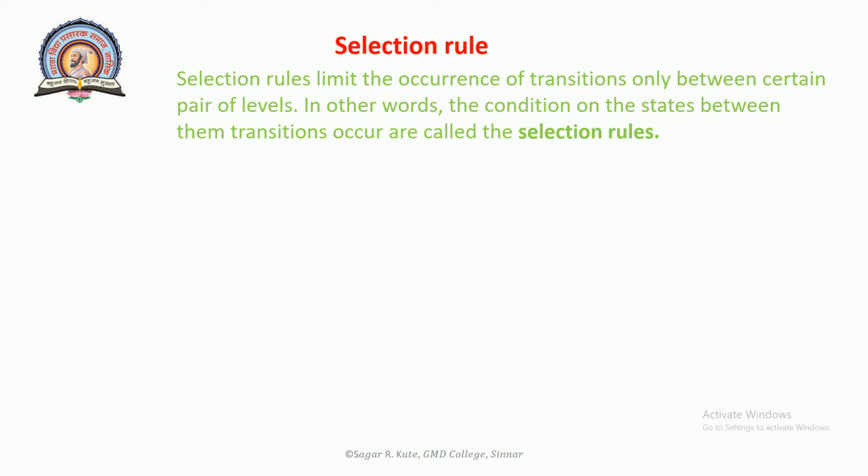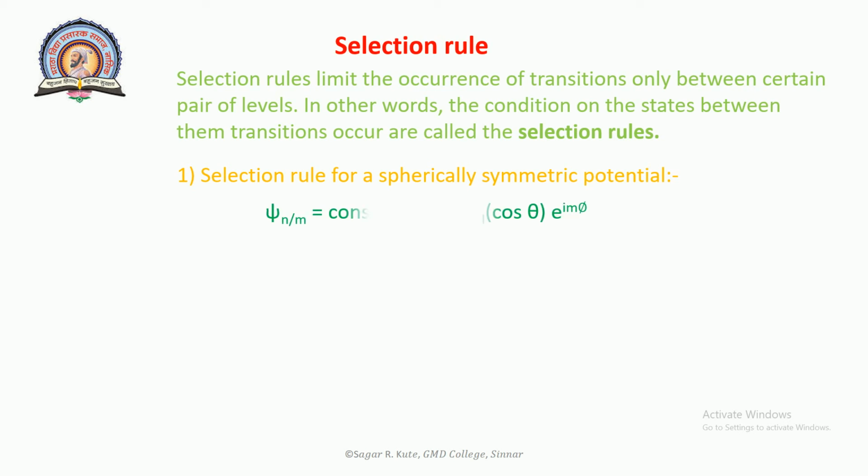In selection rules, there are two cases: spherically symmetrical potential and harmonic oscillator. First will be the selection rule for spherically symmetric potential. For a particle moving in a spherically symmetric potential, the wave function psi_nlm is equal to a constant times R_nl(r) P_l^m(cos theta) e raised to i m phi. Consider electromagnetic radiation moving in the x direction and polarized in the z direction. In this case, we evaluate the dipole matrix element of Ez, which is equal to e r cos theta.